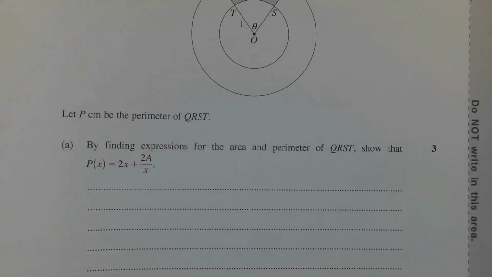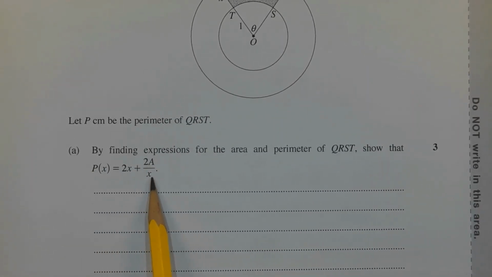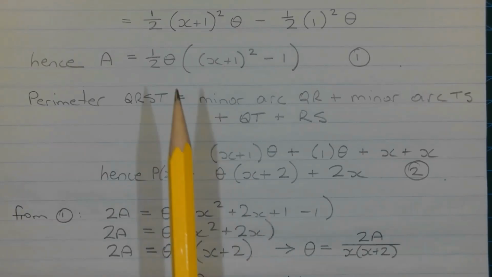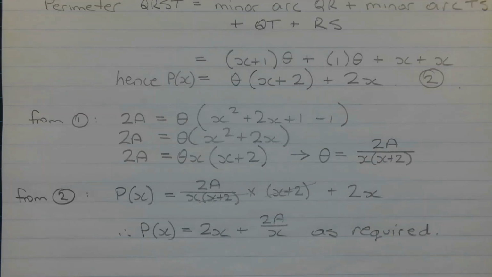If you look at what we're asked to show in part A, we're asked to show that P of x equals 2x plus 2a over x. Notice that there's no theta variable here. And that's a strong clue. What we need to do is somehow use equations 1 and 2, effectively solving them simultaneously by eliminating theta. So from equation number 1, so this is our area equation, I'll just go back to that. What we want to do is make theta the subject and then substitute that for theta in equation number 2, which effectively eliminates theta, and then we have P of x in terms of x without using theta at all.